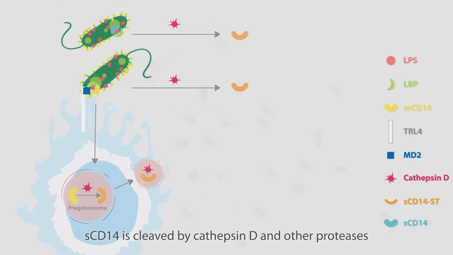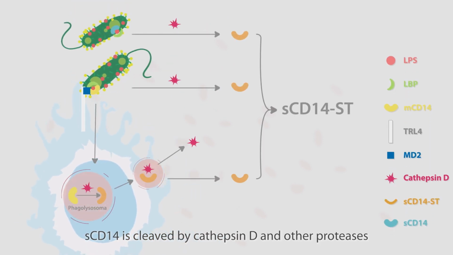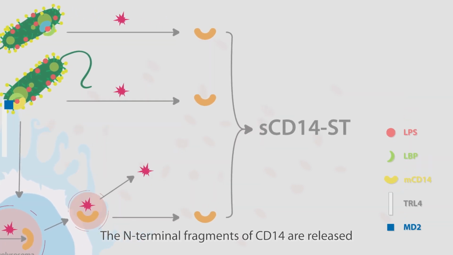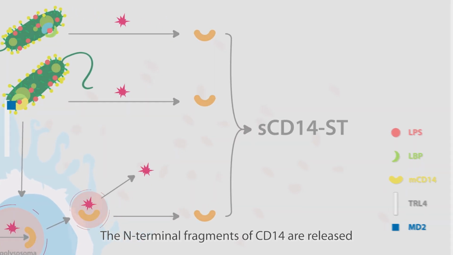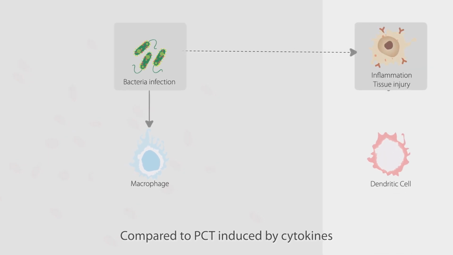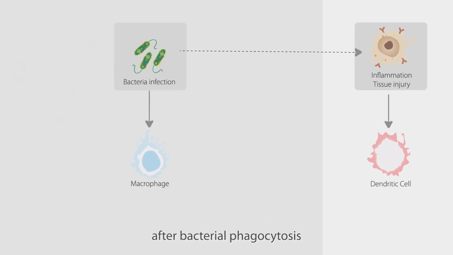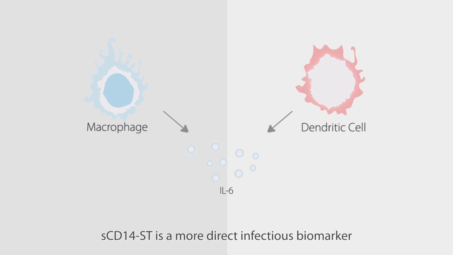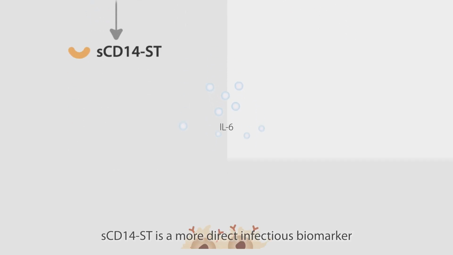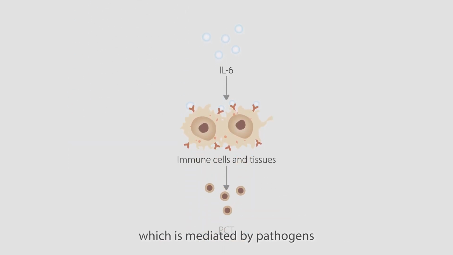sCD14 is cleaved by cathepsin D and other proteases. The N-terminal fragments of CD14 are released. Compared to PCT induced by cytokines after bacterial phagocytosis, sCD14-ST is a more direct infectious biomarker, which is mediated by pathogens.